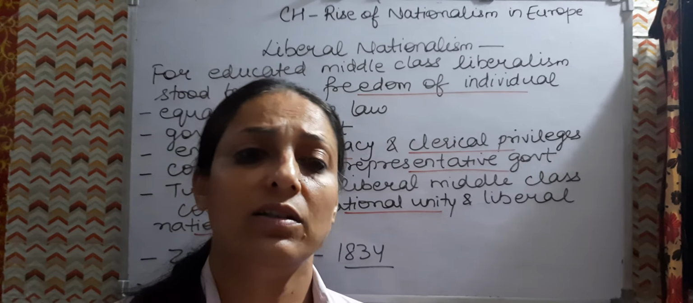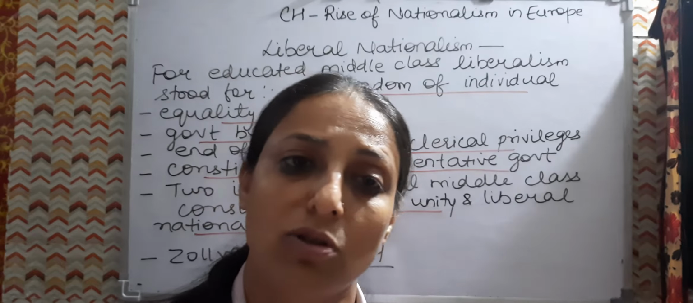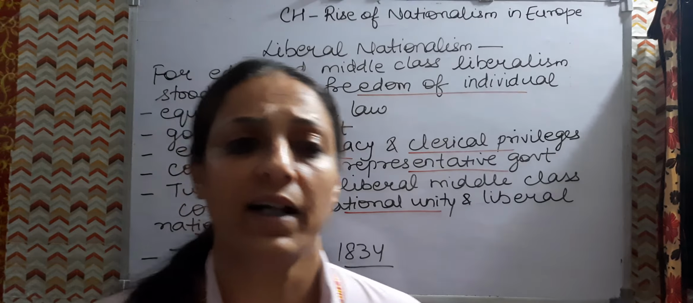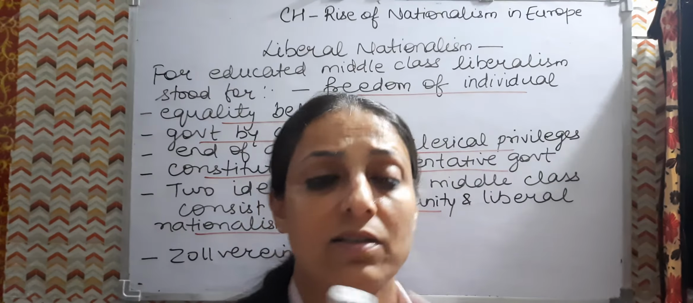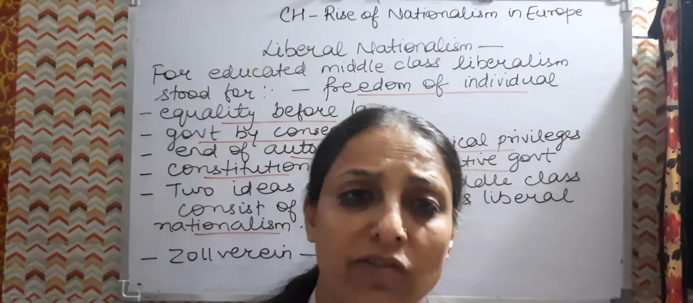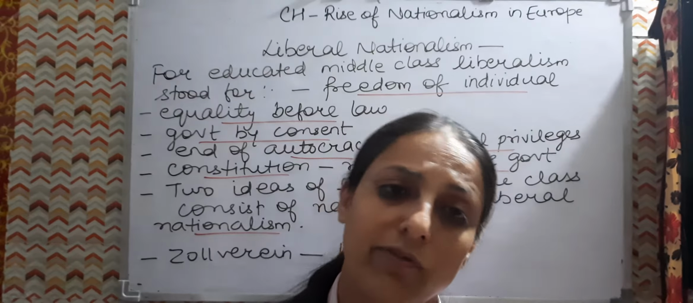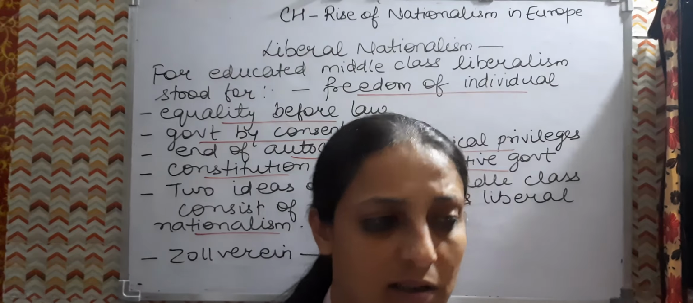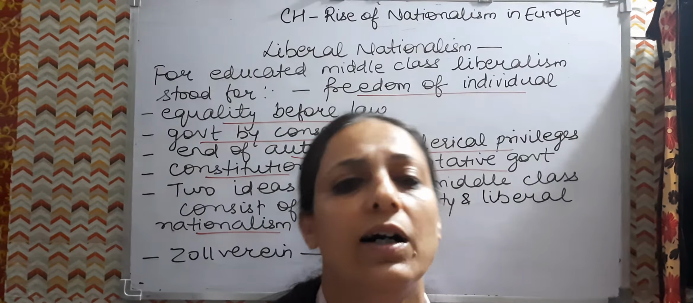Then the system of weights and measurement was also different. The currency was also different. 30 currencies were there at that time. Like the ell was the unit in which they used to measure cloth, and it was something else in one place, and a different dimension was there in another region.